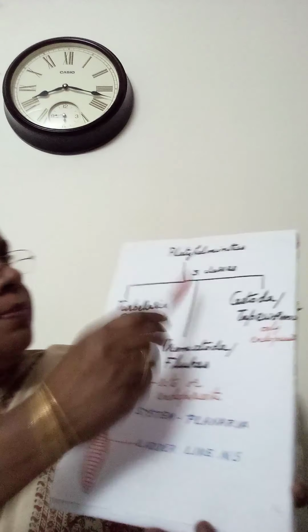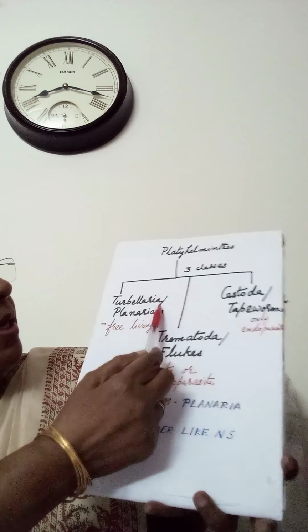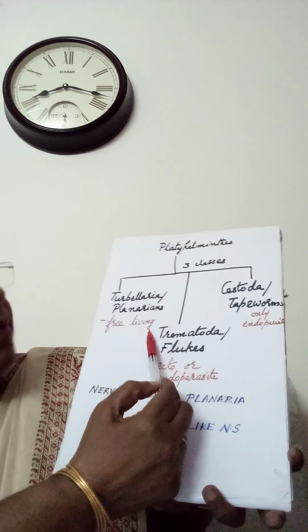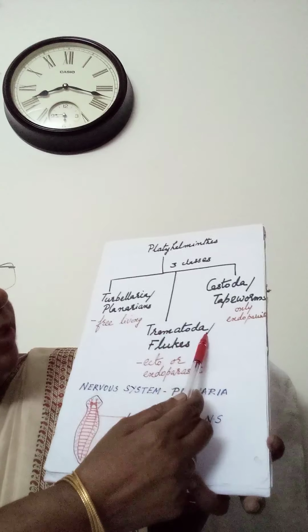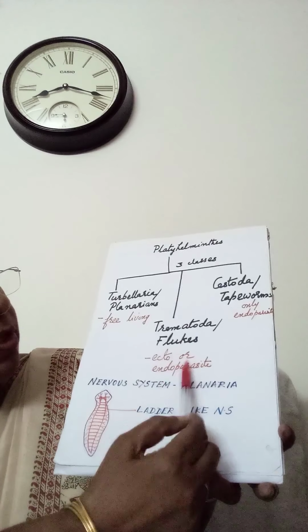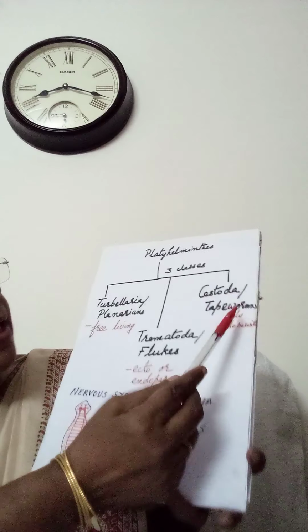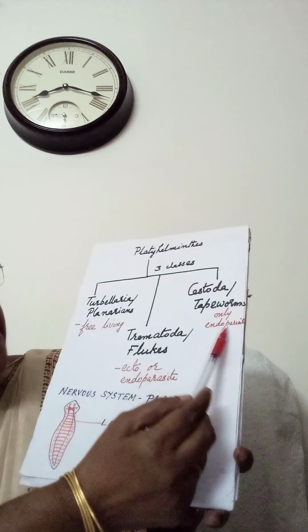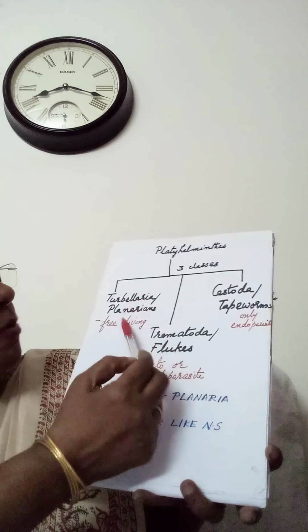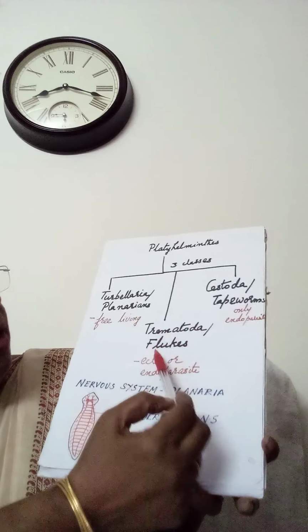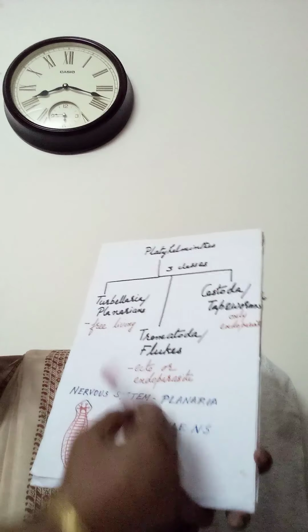Next, Platyhelminthes has 3 classes. Turbellaria or planarians, they are free living. Next class is Trematoda or flukes, that is ecto or endoparasite. Next one, Cestoda. Cestoda, that is a tapeworm, only endoparasite. These are the 3 classes. Turbellaria or planarians, Trematoda or flukes, Cestoda or tapeworm. These are extra points.